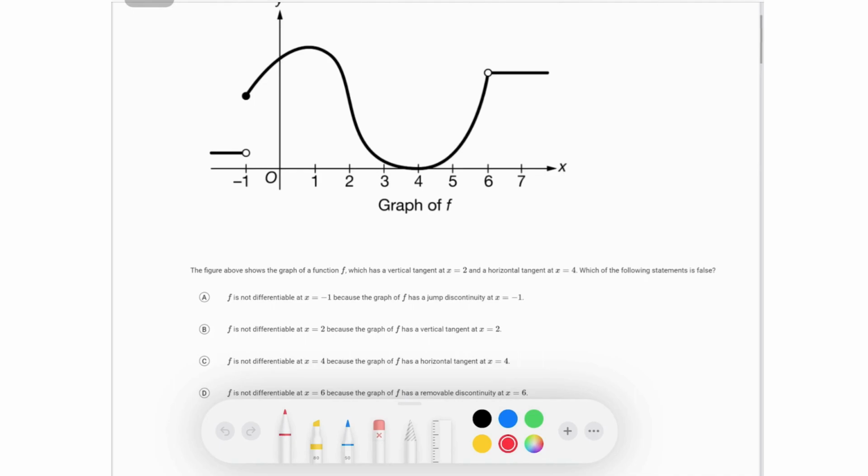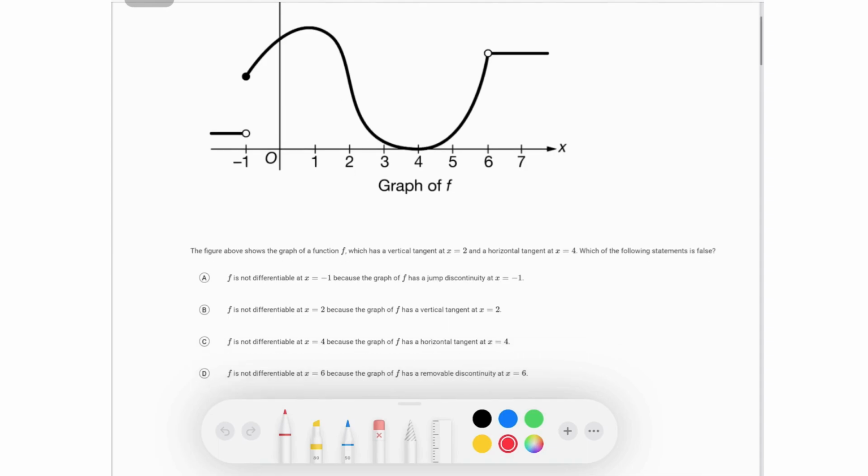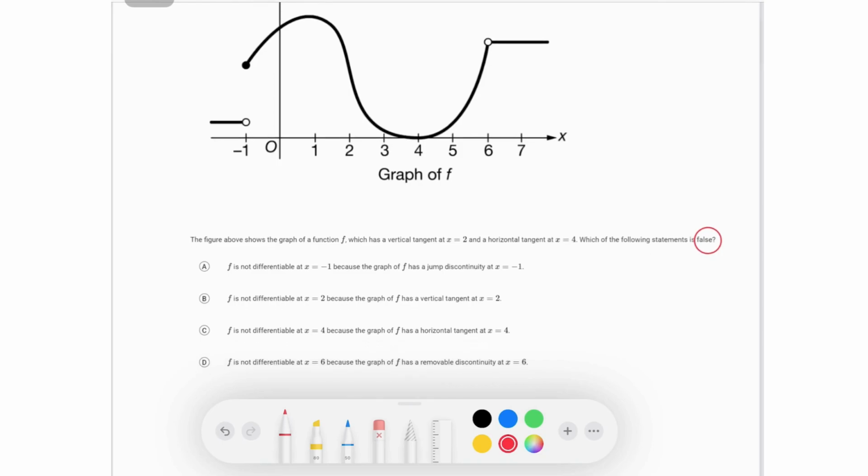It says the figure above shows the graph of a function f which has a vertical tangent at x equals 2 and a horizontal tangent at x equals 4. Which of the following statements is false? So here we need to find out which of the statements is false, so that will be the answer.